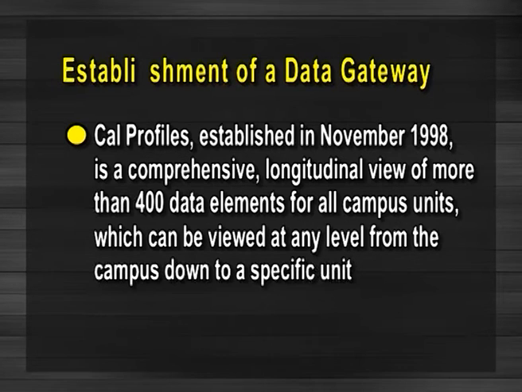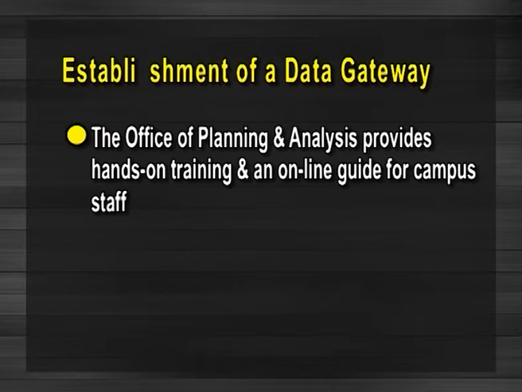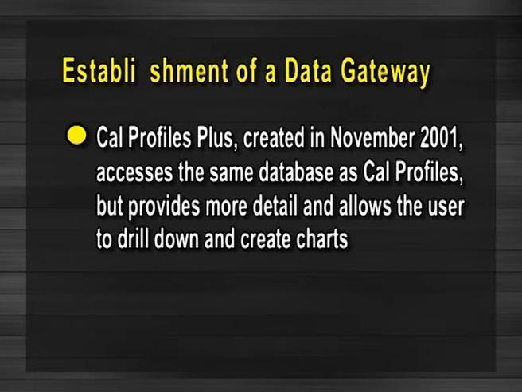Cal Profiles, established in November 1998, is a comprehensive longitudinal view of more than 400 data elements for all campus units, which can be viewed at any level from the campus down to a specific unit. The Office of Planning and Analysis provides hands-on training and an online guide for campus staff. Cal Profiles Plus, created in November 2001, accesses the same database as Cal Profiles but provides more detail and allows the user to drill down and create charts.